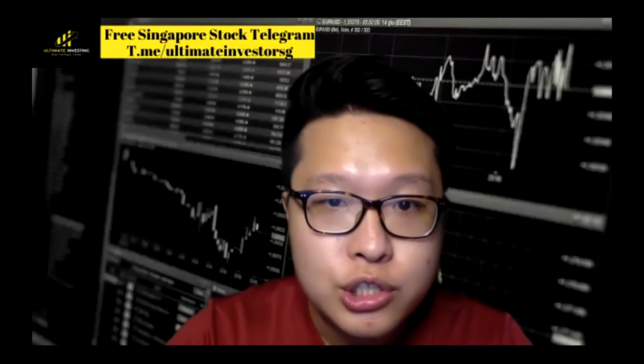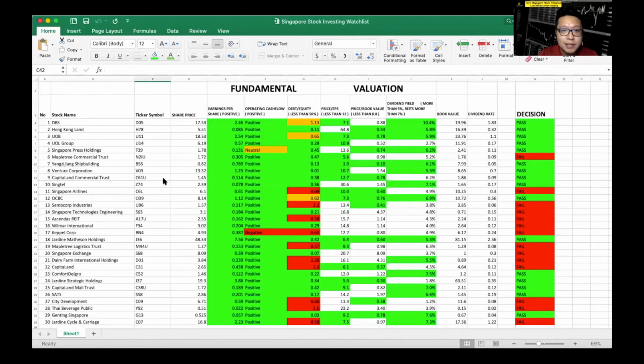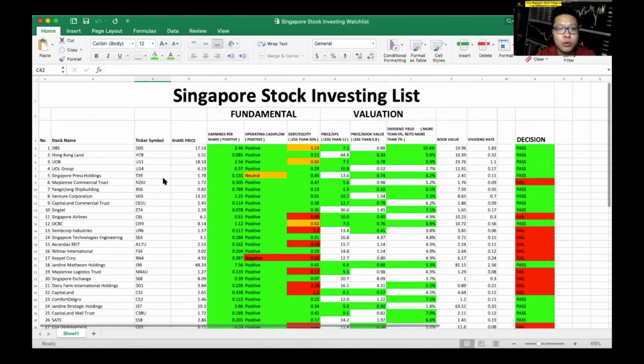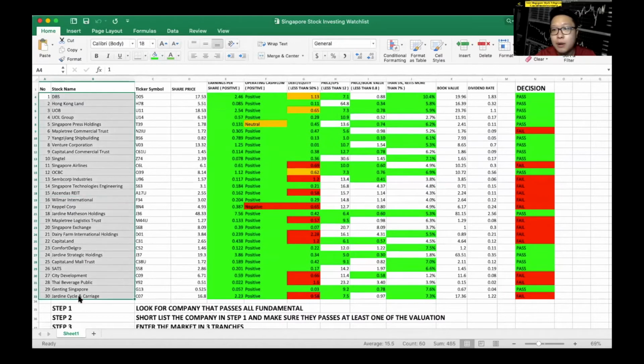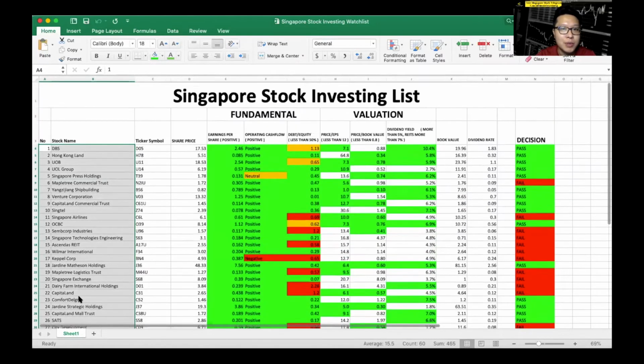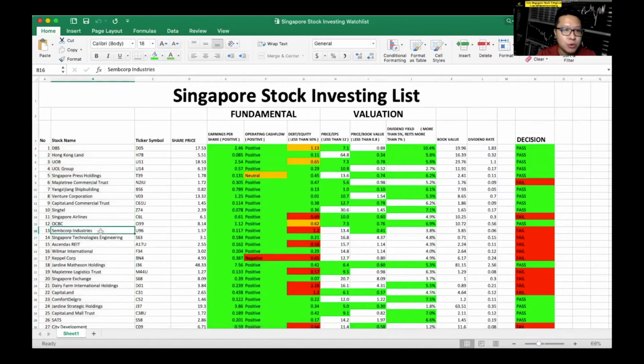Okay, let me just share a little bit on the Excel spreadsheet. For those of you who have not yet downloaded this particular spreadsheet, please do go and download, because it contains our 30 favorite companies in Singapore, which comprises the 30 STI stocks in our index. So I have also made some changes.